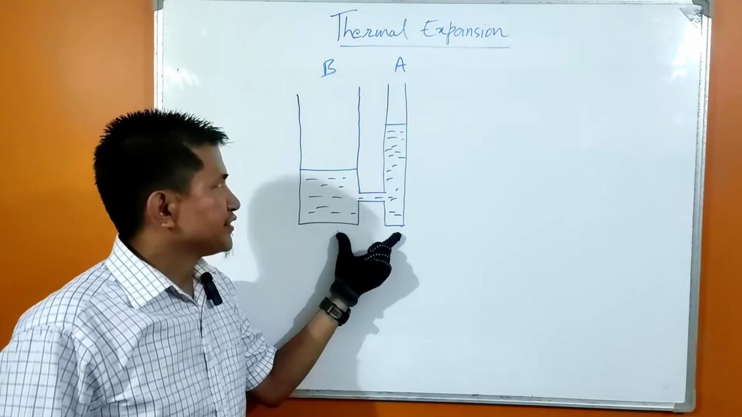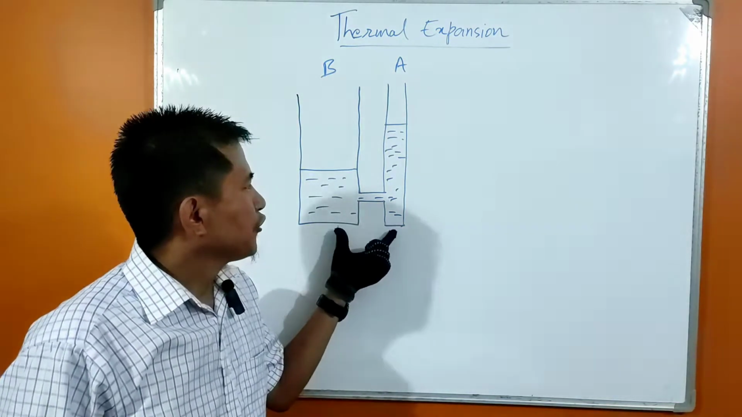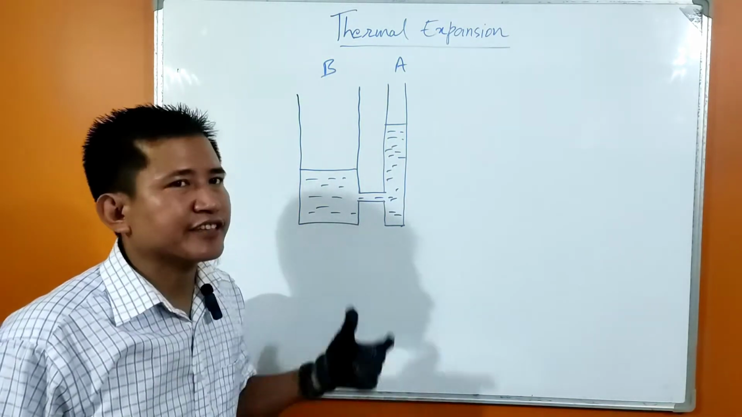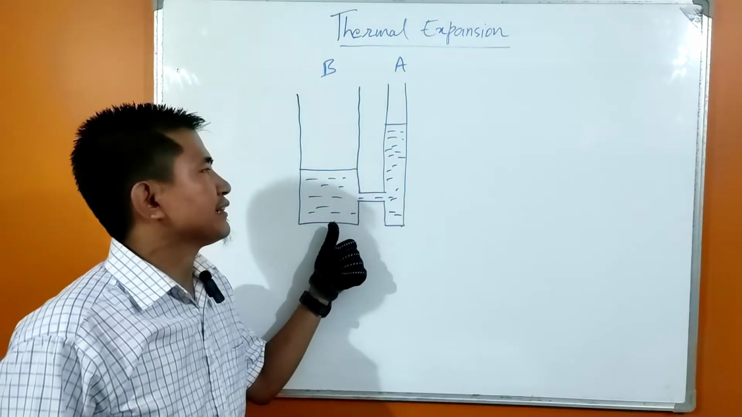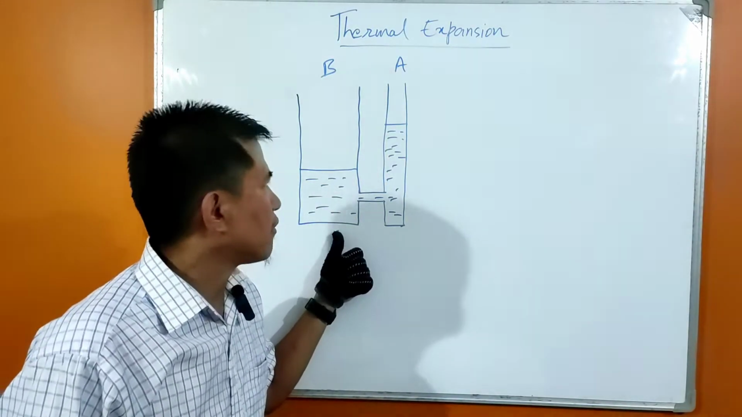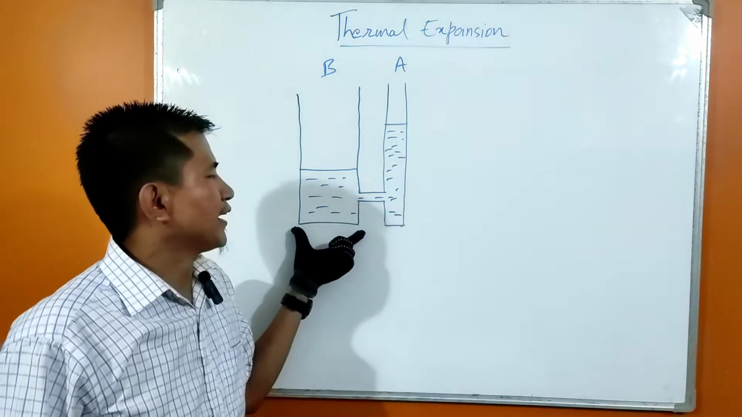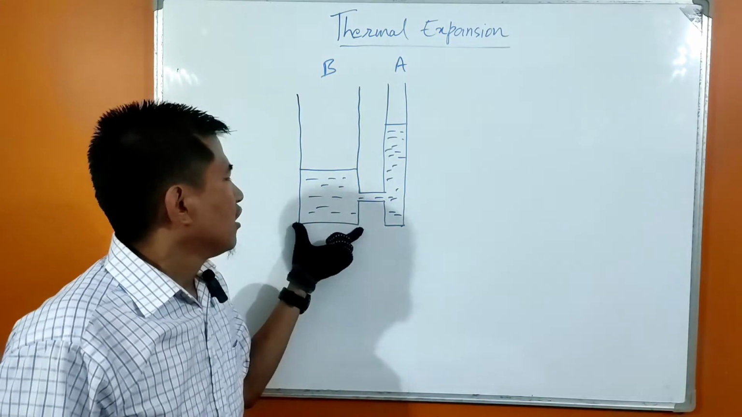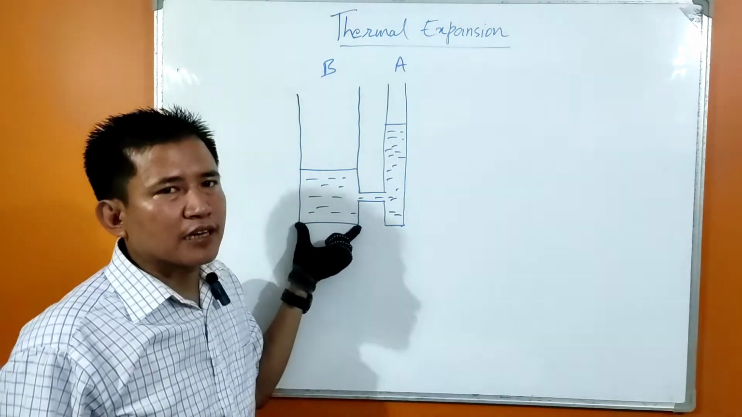Looking at these two cylinders, if you are asked to guess which cylinder contains more water, you would obviously say cylinder B contains more water compared to cylinder A, because the size of cylinder B is greater, so it contains a greater amount of water.